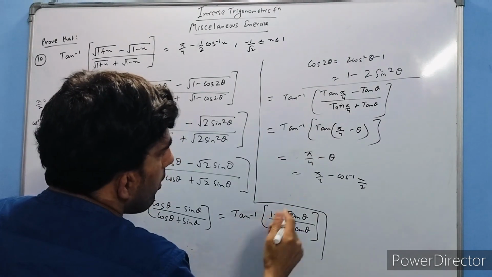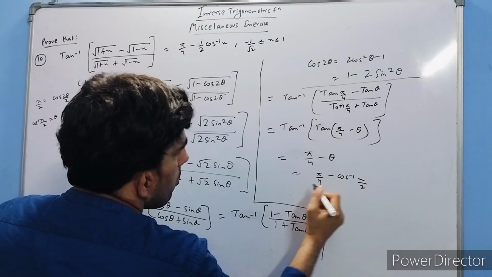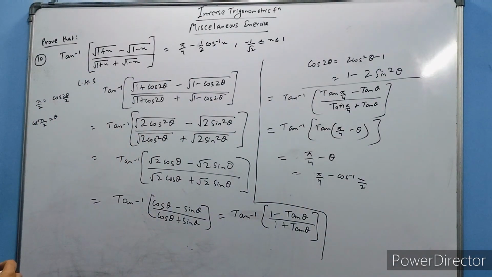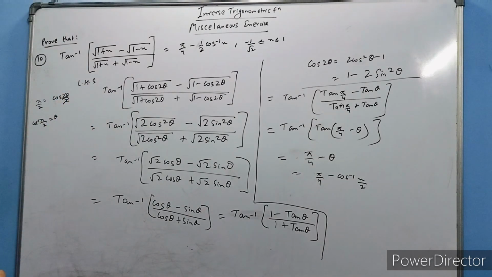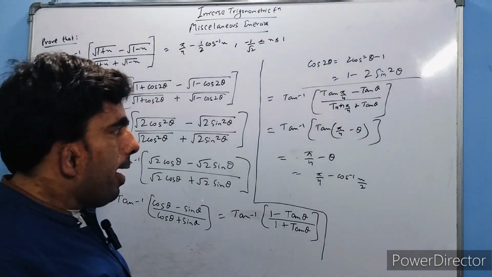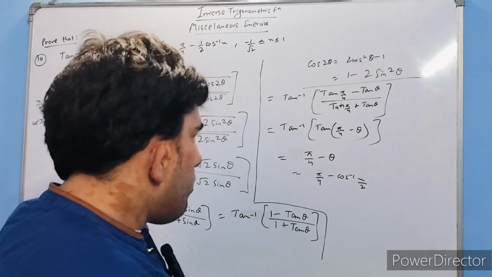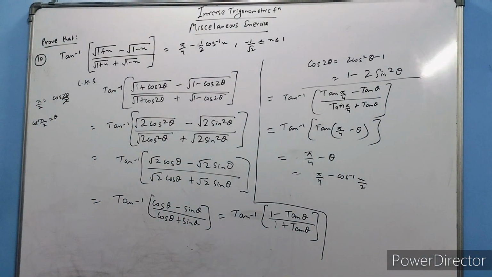Okay, so that is how we try to solve such kind of questions. We have divided by 2. So now cos theta, we have tried to get cos 2 theta, so it will be cos inverse x by 2. So that is how we try to prove that numerical.